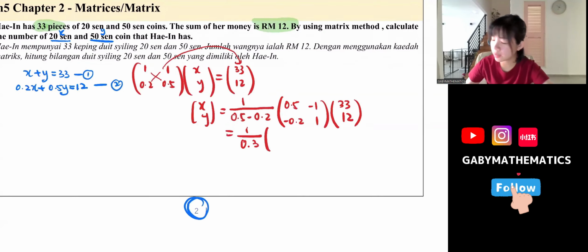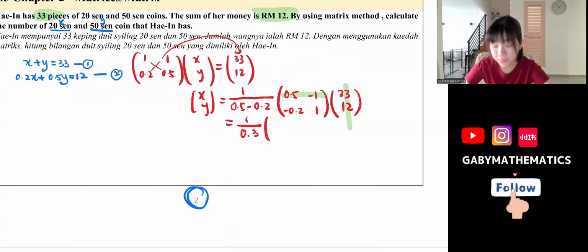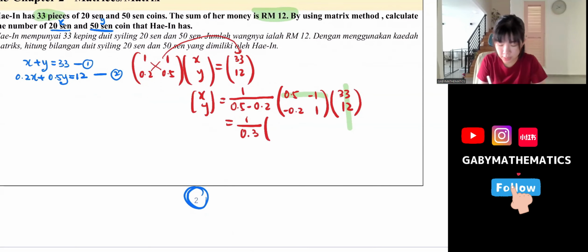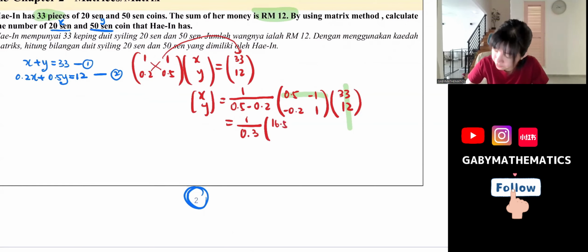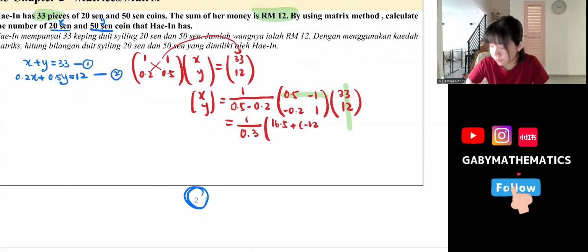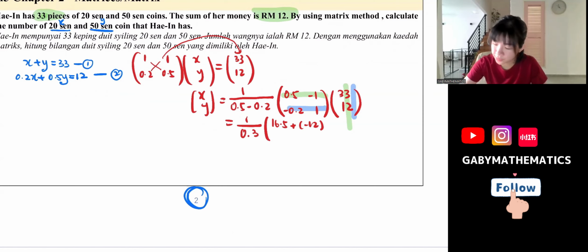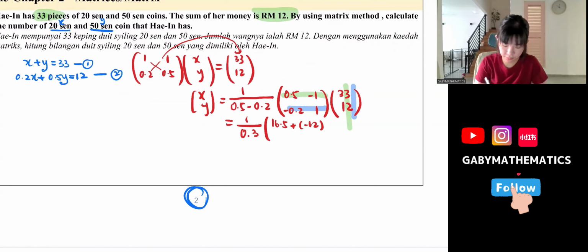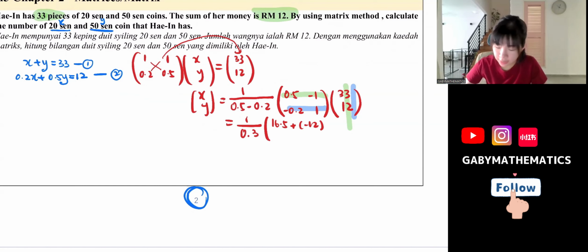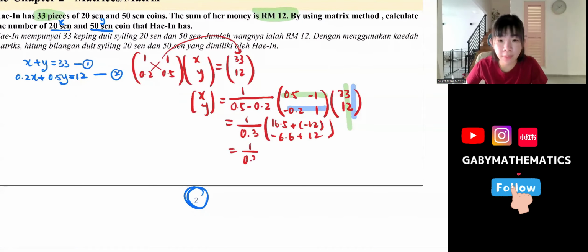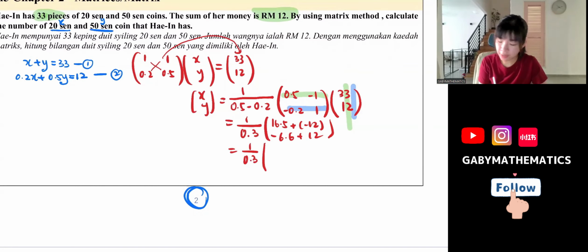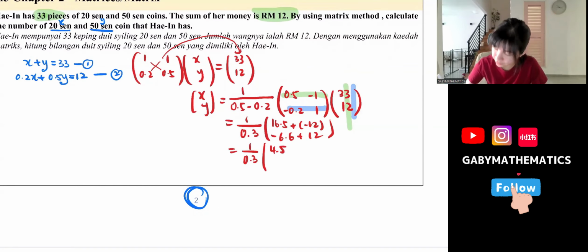Okay, these two matrices times together. So always row and then column. 0.5 times 33, we get 16.5 plus negative 1 times 12, negative 12. Okay, the other one, again, it has to be row and then column. So negative 0.2 times 33, we get negative 6.6 plus 1 times 12, 12. Okay, 1 over 0.3. 16.5 minus 12, we get 4.5. Negative 6.6 plus 12, we get 5.4.